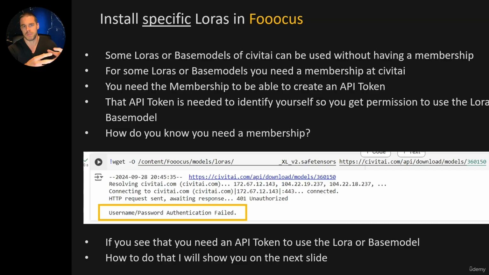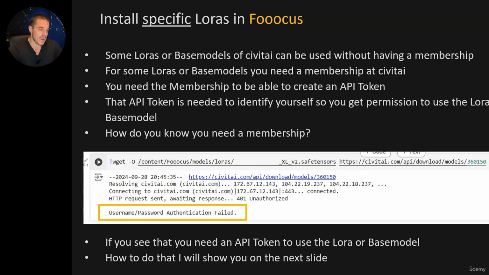And you need that membership to be able to create an API token. This API token is basically a little bit of code, and you need that code to identify yourself, to show that you have the right to use that particular LoRA. Okay, and how do you find out if you need a membership for using a LoRA or not?